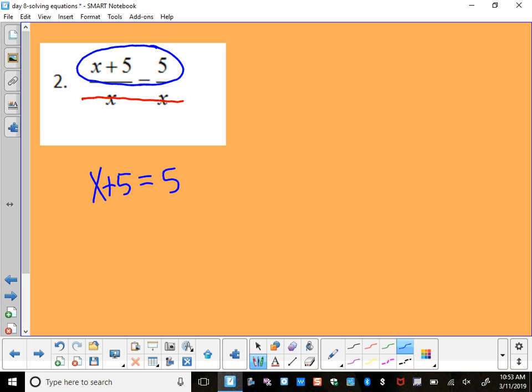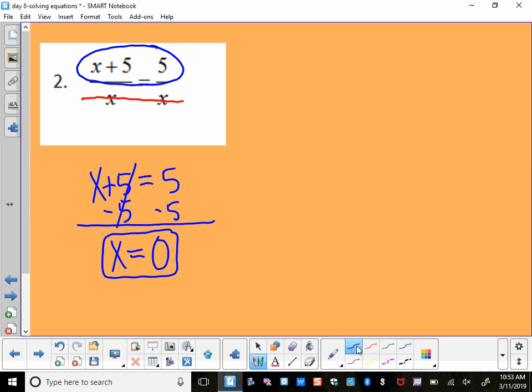How do I solve for x here? Minus 5. So let's subtract 5 from both sides. My 5's cancel out in the beginning, so x equals 0. 5 minus 5 is 0.